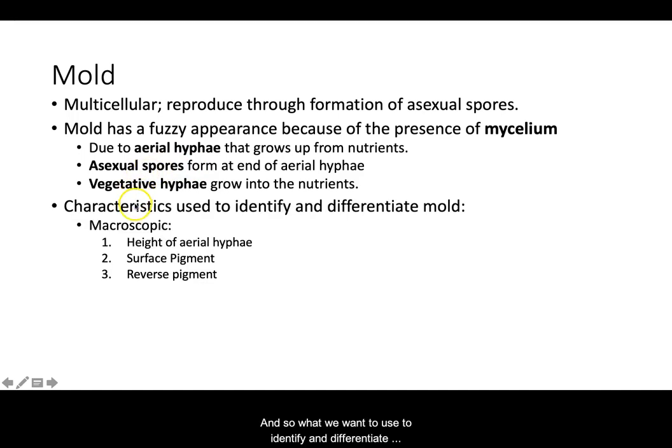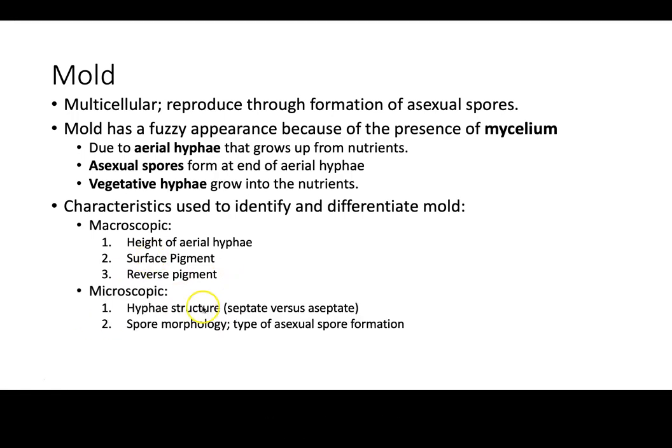And so what we want to use to identify and differentiate within mold are macroscopic characteristics. We can look at how tall these aerial hyphae are, so how big is that fuzziness that we see? We call that the height of aerial hyphae. Also, as mold grows, there is a pigment that can be attributed to it. As we look at the mycelium or that fuzziness, we can say, well, what color is that? So we can look at what's called the surface pigment. And then there's also the pigment of that vegetative hyphae. As it grows down, is there a different pigment? And so we're going to look at two different pigments.